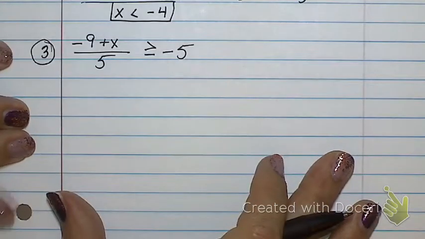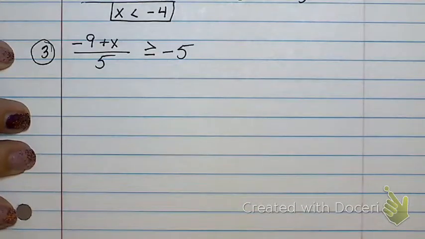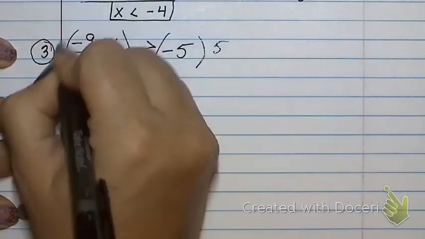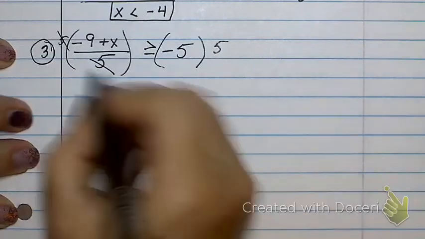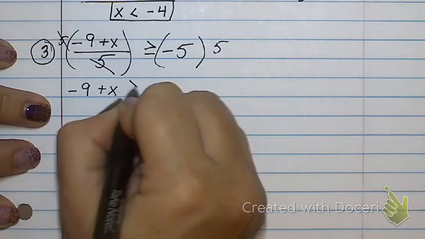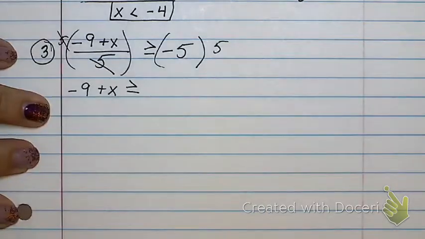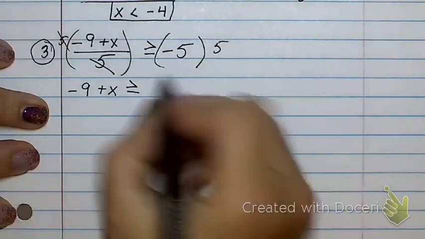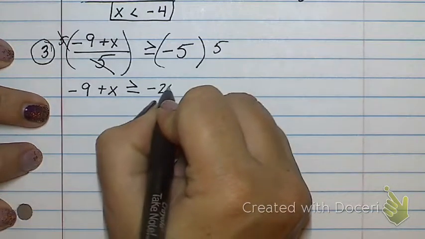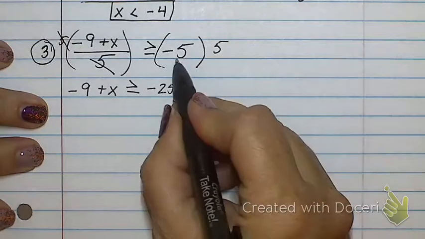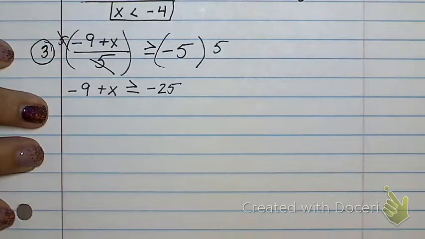What do I need to do first here? Multiply both sides by 5, because that will cancel out my fraction here. That leaves me with negative 9 plus x. I don't need to change my sign, do I? No, because I multiplied by a positive number. Over here I get negative 25, because a negative 5 times a positive 5 gives me negative 25.